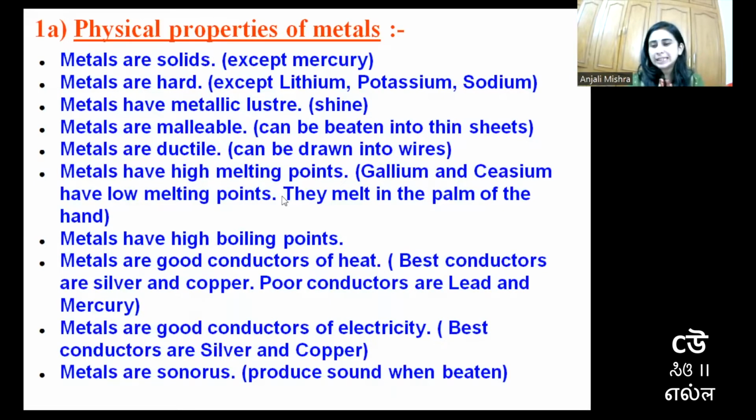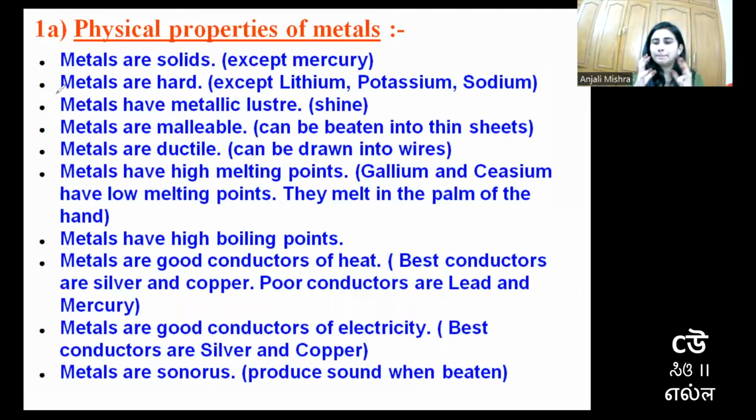Students, in this video we are going to talk about the topics in chapter 3 of class 10th science, and this chapter is going to be all about metals and non-metals. So students, we are going to start off with the very first topic, where we are going to cover physical properties of metals as well as non-metals.